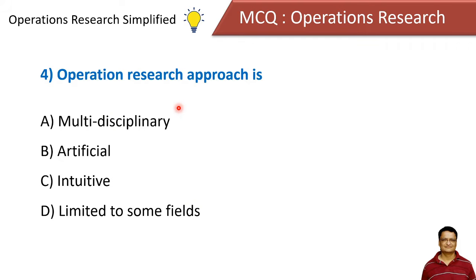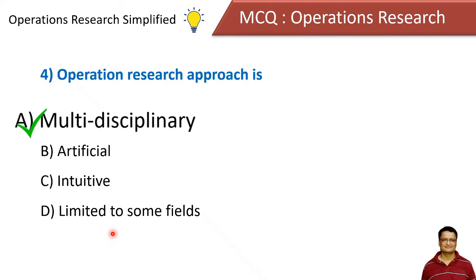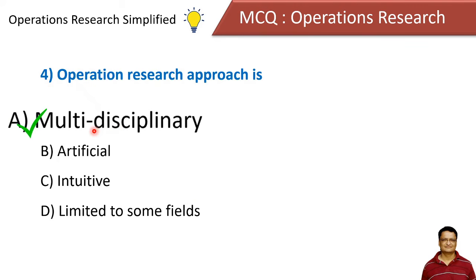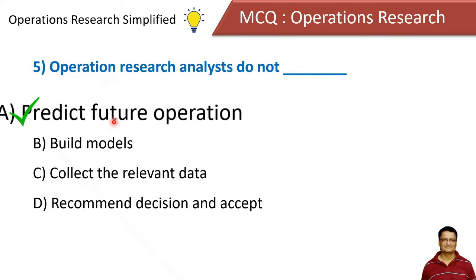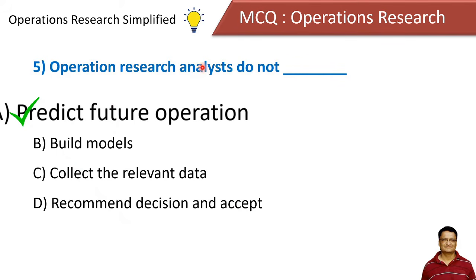Operation research approach is multidisciplinary, artificial, intuitive, or limited to some field, and the correct answer is multidisciplinary. So it can be used in various disciplines. Operation research analysts do not predict the future of operation, build models, collect the relevant data, and recommend decision and accept. And the correct answer is predict future operation. So operation research analysts do not do this task, they do all remaining tasks.